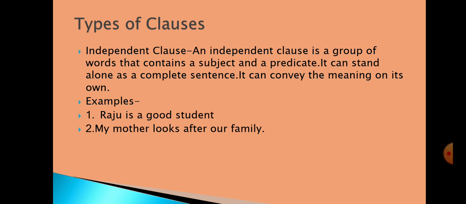तो यहाँ पे ध्यान दीजिए, there are two statements which you can see on the screen. The first statement is Raju is a good student. Raju is a good student is an example of an independent clause. My mother looks after our family.